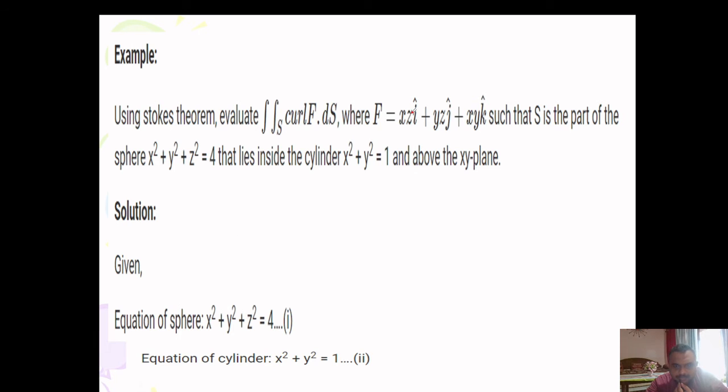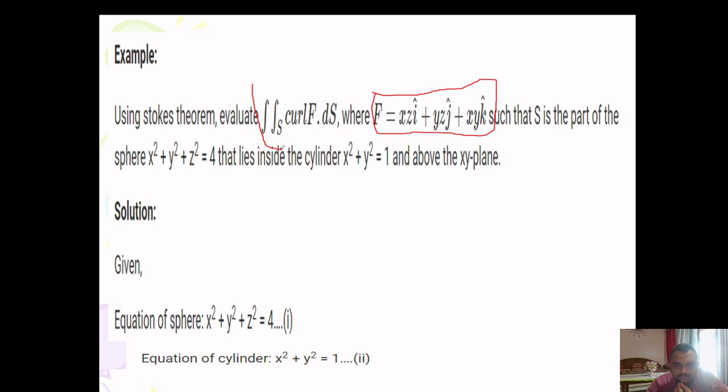So you see a problem or example. I have a function or a vector. I want to prove this Stoke's theorem. First of all, the surface is the part of the sphere that lies inside a cylinder and above the xy plane.